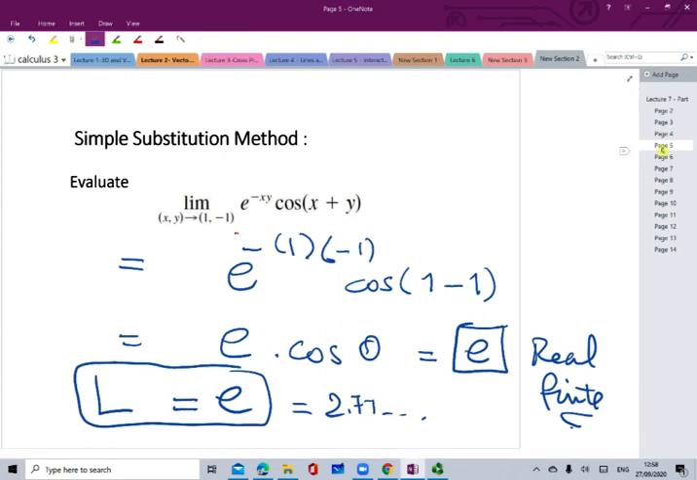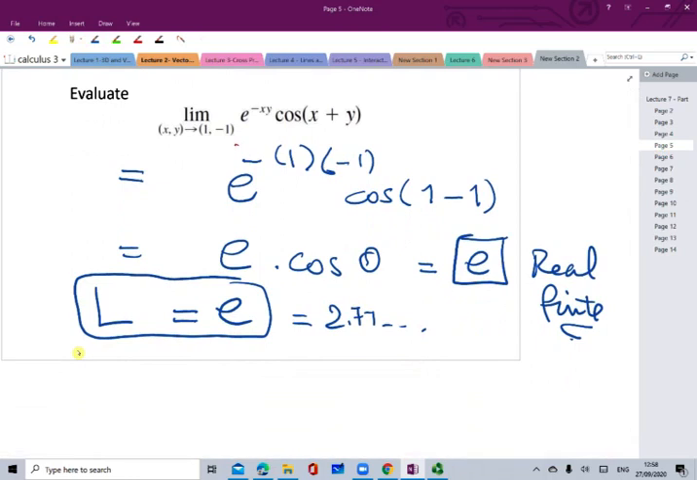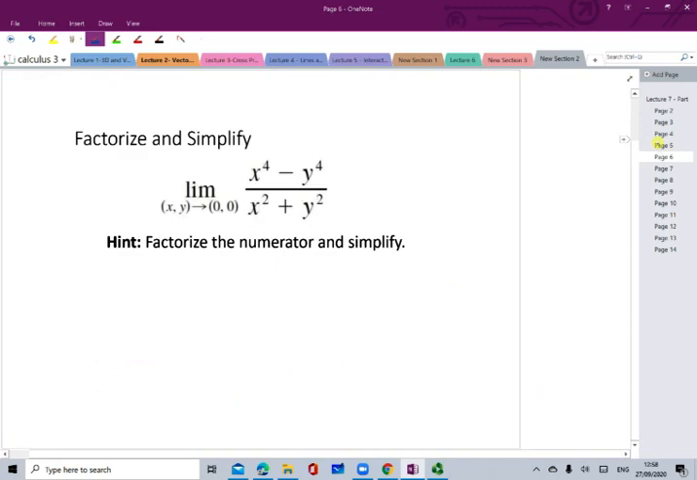Now we have a real value for the limit. Do I need to check paths? Do I need to check all directions? As long as I arrived at a real number, a real value, then this will be my limiting value. Definitely, for any direction, this will have the same value.